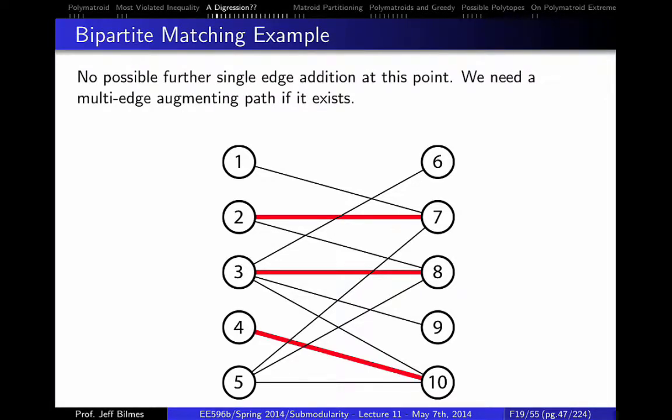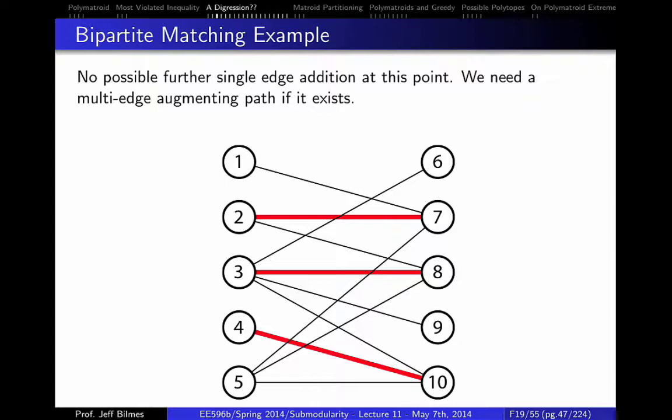4, 10 is also between two unmatched vertices. Now, are there any single edge augmenting paths left after this point? No, because any edge incident to any vertex which is not part of this matching can't be added. It's not a max matching, but this is showing that the greedy algorithm doesn't work, right? You run the greedy algorithm, you keep finding an augmenting path, but then you get stuck.